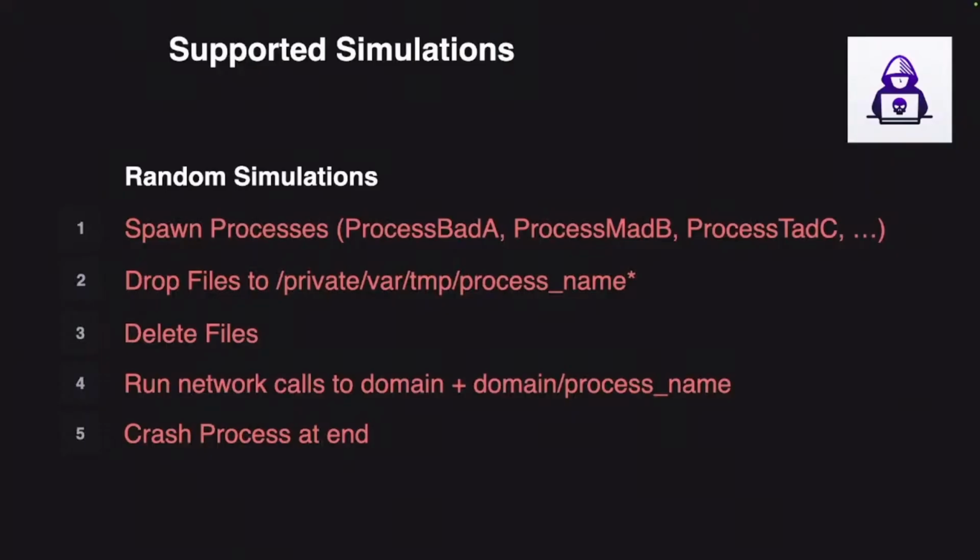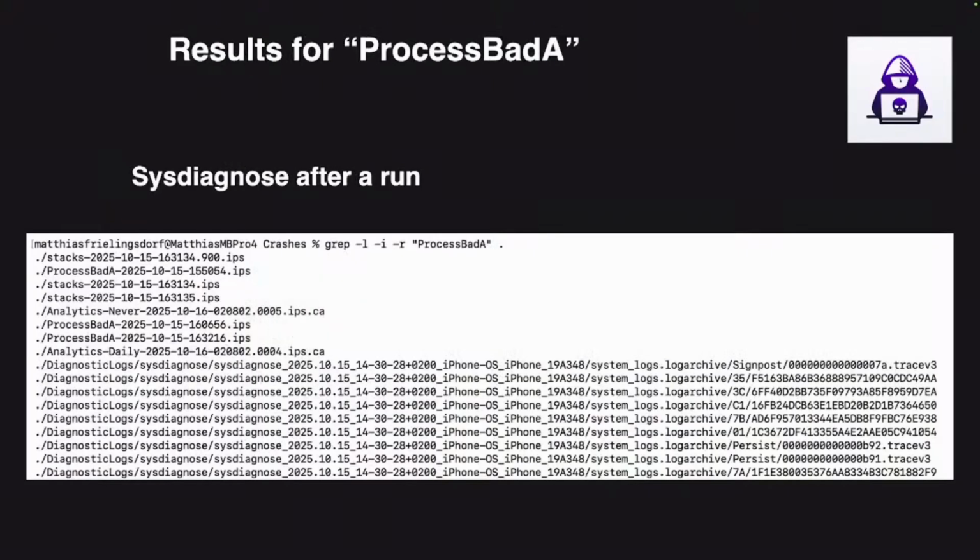I'm also including the process name and the get parameter, so to test all the different parts. And at the end, I'm also generating a crash with that process name to make sure that the simulation is running. And I can also use that in order to investigate the crash.